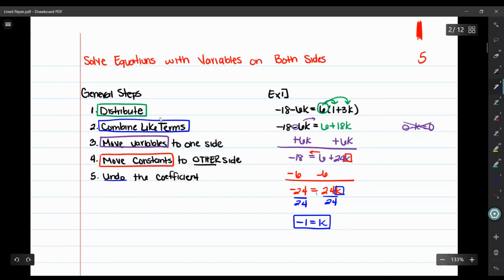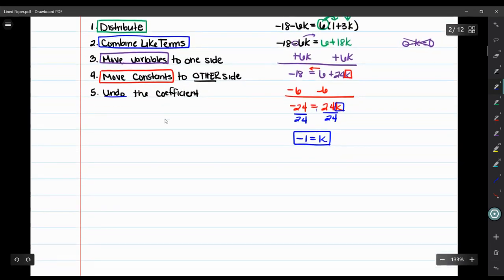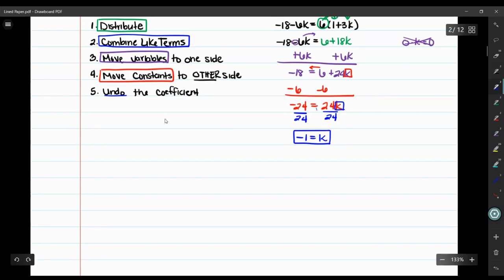For example 2, I want to start you off, and then I'm going to let you try the rest of it on your own. So here's example 2.